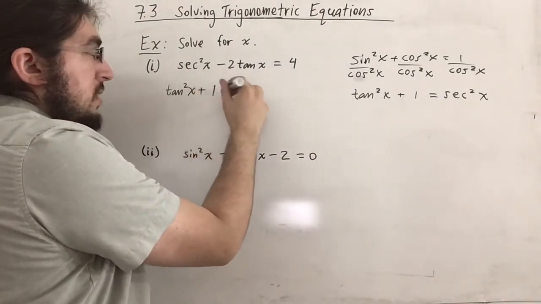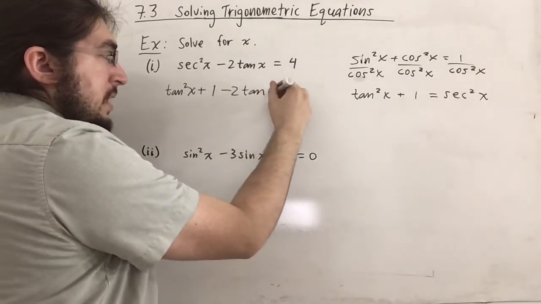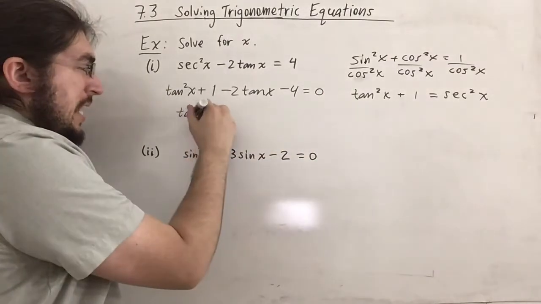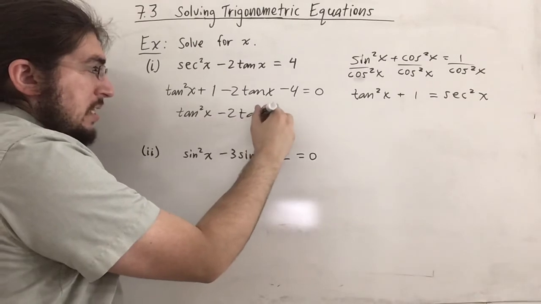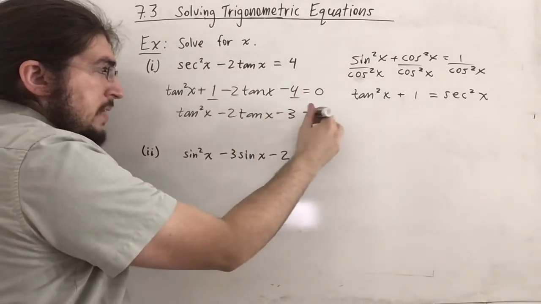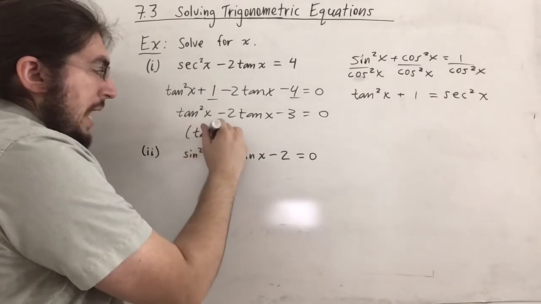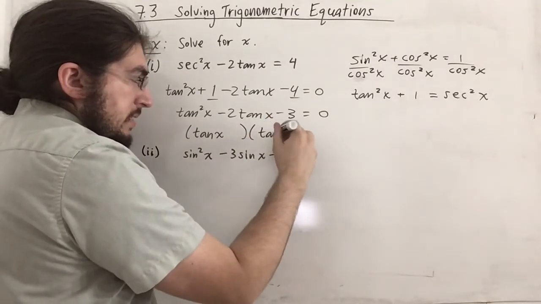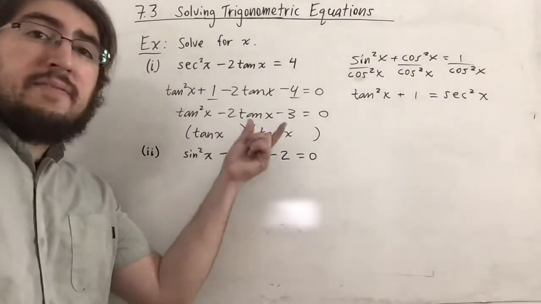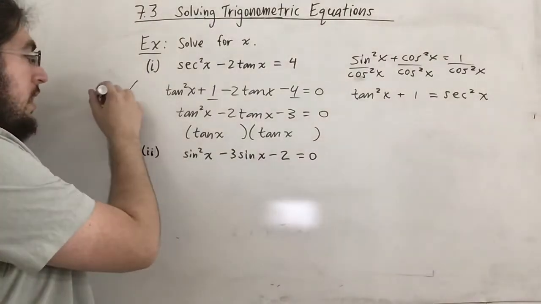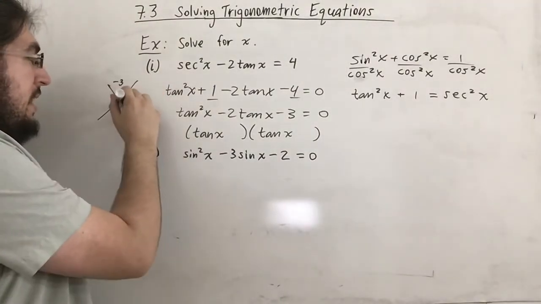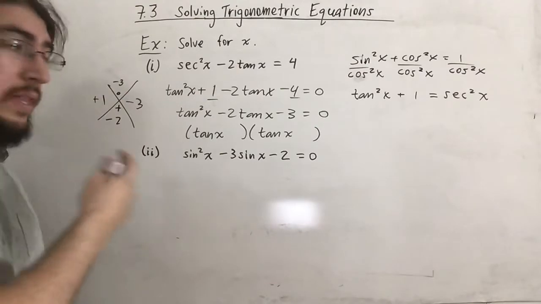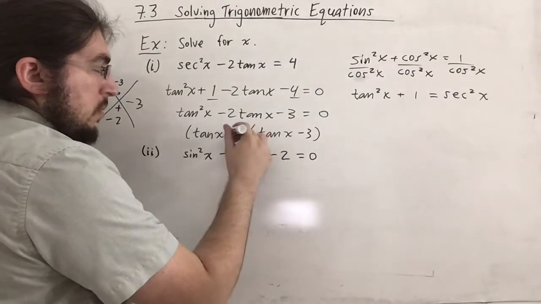So this is tangent squared of x plus 1 minus 2 tangent of x, and I'm going to subtract this 4 to this side and write it as a quadratic now. So that's going to be tangent squared of x minus 2 tangent of x, and then these two constants combine to negative 3. This factors as, let's see, so we have tangent of x, tangent of x. The two numbers that multiply to negative 3 and add to negative 2 are 3 and 1, but it has to be negative 3 and positive 1 for that to work out. So it's going to be minus 3 and plus 1.